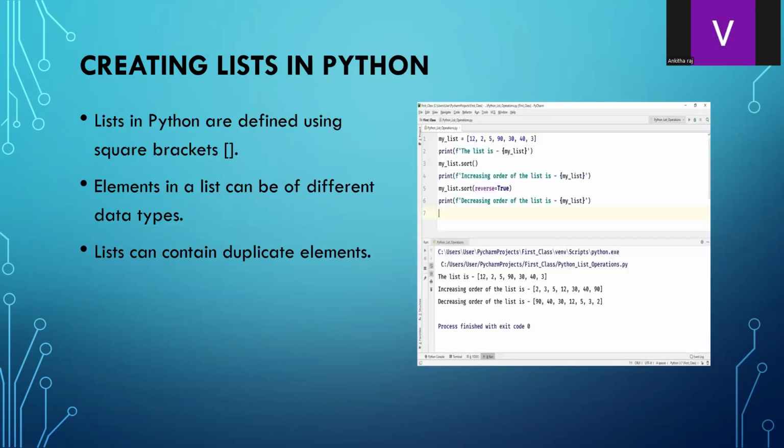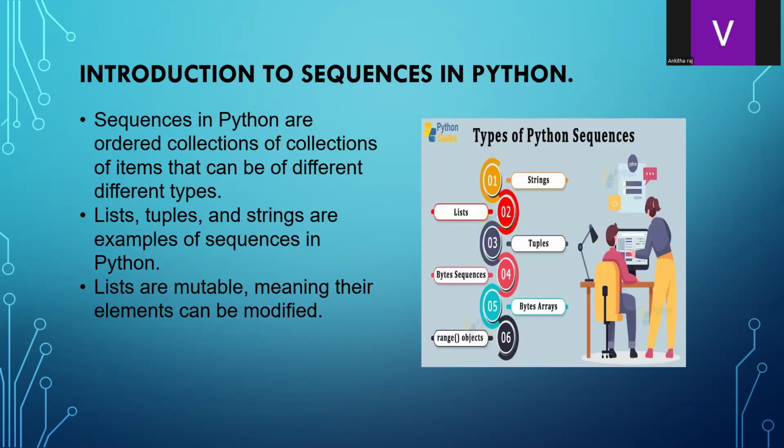Creating a list in Python. Lists in Python are defined using square brackets. Elements in a list can be of different data types. A list can contain duplicate elements.